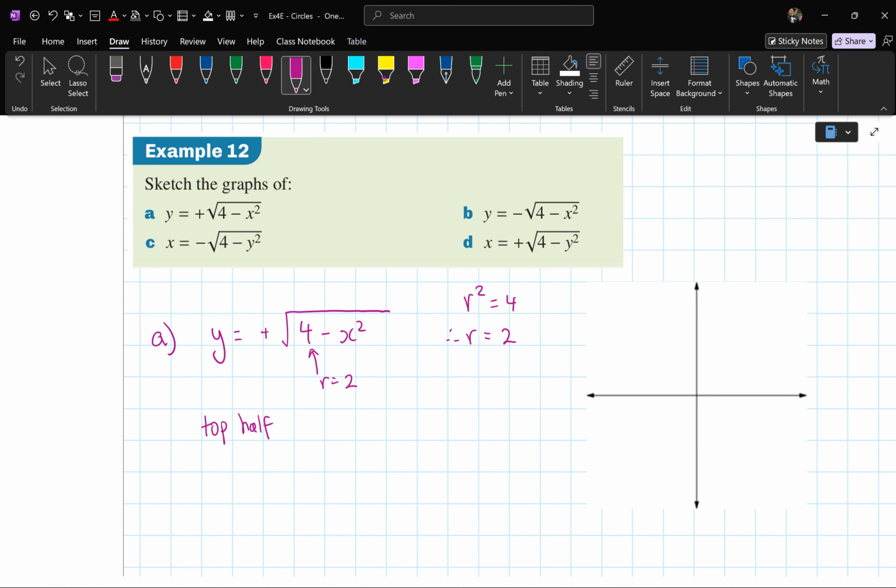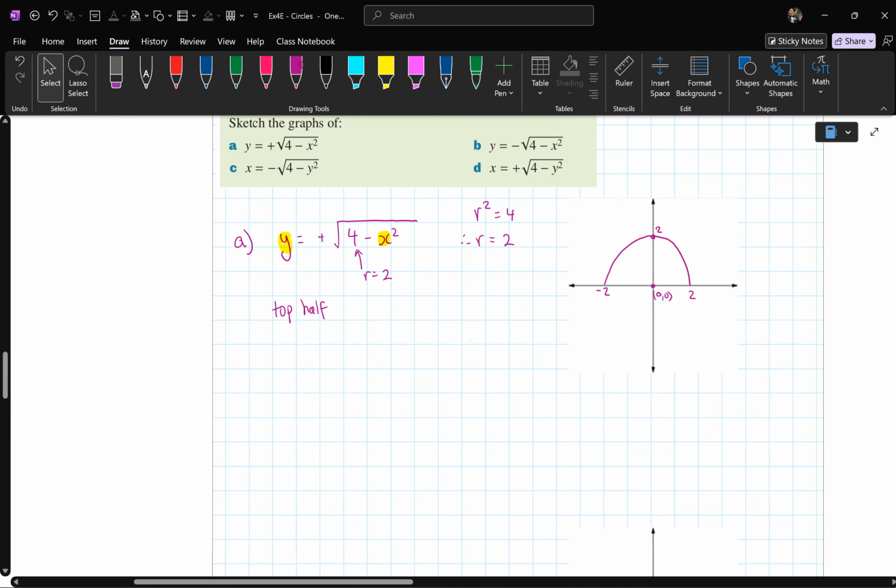The radius tells me it does move to 2. So top half, so I draw the top half. There we go. Radius of 2, so center is still 0, 0. That's because I'm looking at the x and I'm looking at the y. There are no transformations involved, so hence I know the center is still at 0, 0. And that's 2. There you go. Done. That's the first one.